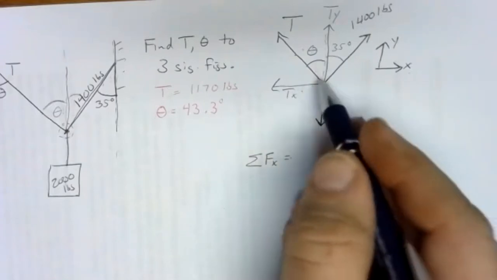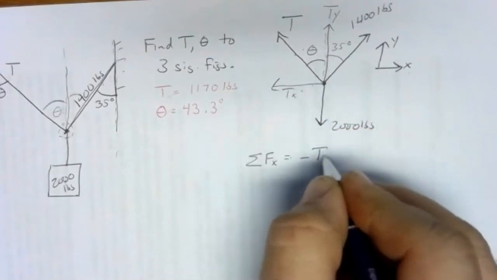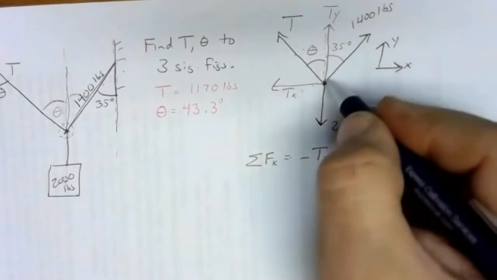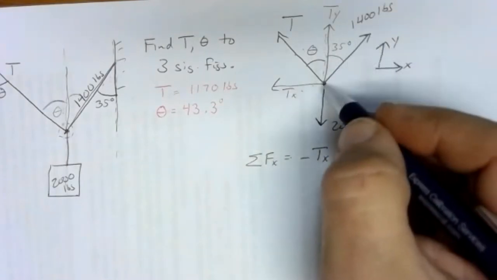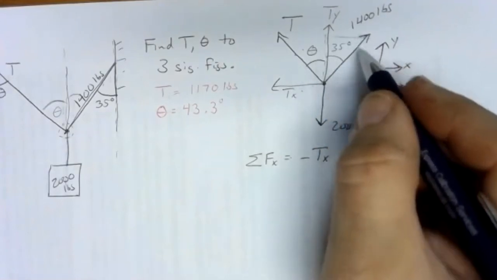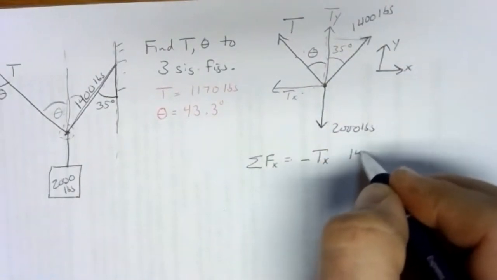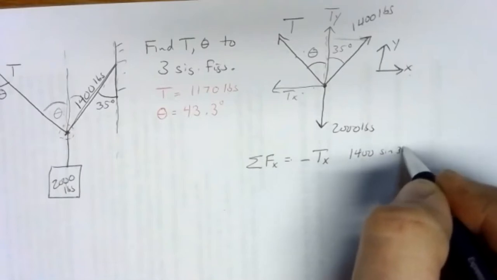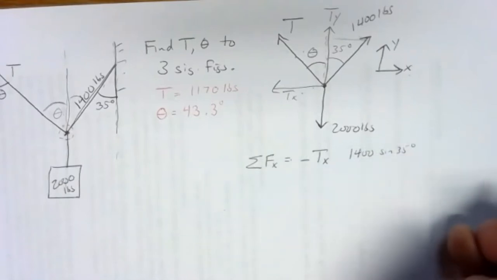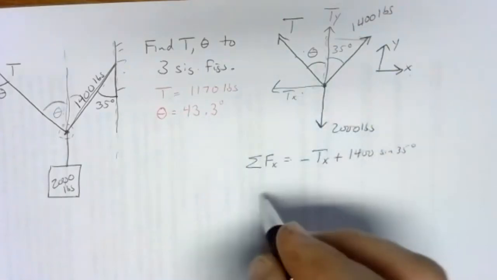So here, sum of forces in the x direction, we've got Tx to the left, so that'll be a negative Tx. We've got a piece of the 1,400 pounds to the right, and that piece would be the opposite piece, the horizontal piece there, so opposite goes with sine, so we'd have 1,400 sine of 35 degrees, and we'll figure out what number that is in a moment. That is to the right, so it's positive. So that's our sum in the x direction. Nothing else has an x direction component.